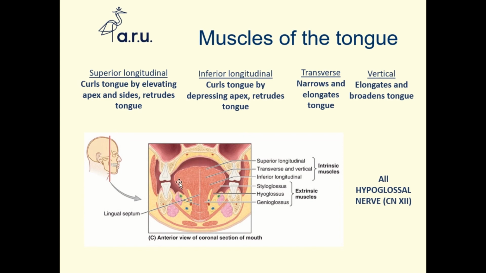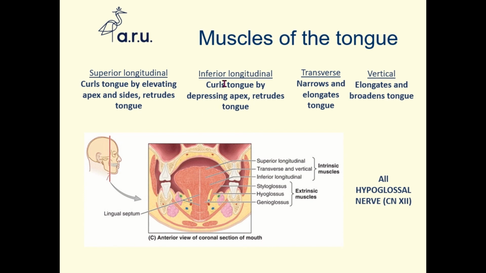So intrinsic muscles are going to be situated right over here. We've got the superior longitudinal and the inferior longitudinal muscles here. The superior longitudinal muscle curls the tongue by elevating the apex and the sides of the tongue, and it retrudes the tongue as well. Remember, the intrinsic muscles are mainly linked with changing the shape of the tongue musculature and contributing to movements such as swallowing and speech.